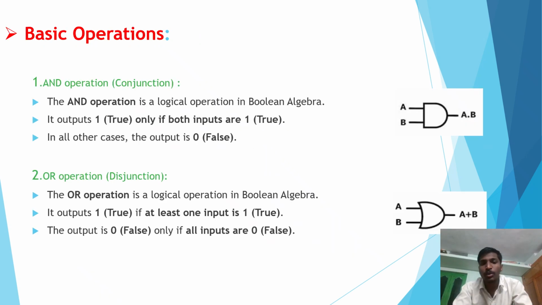Basic operations of Boolean algebra. First one is AND operation. The AND operation is a logical operation in Boolean algebra. It outputs true only if both inputs are true. In other cases, the output is 0. Second one, OR operation. The OR operation is a logical operation in Boolean algebra. It outputs 1 if at least one input is 1. The output is 0 only if all inputs are 0.